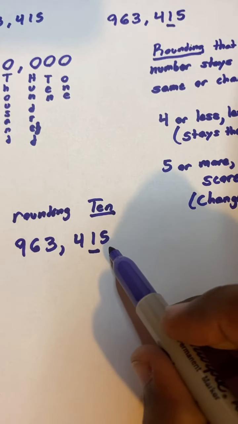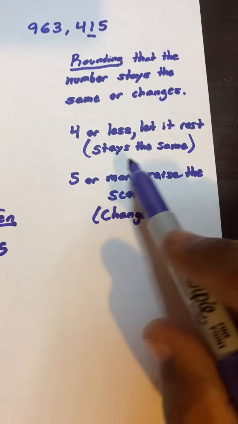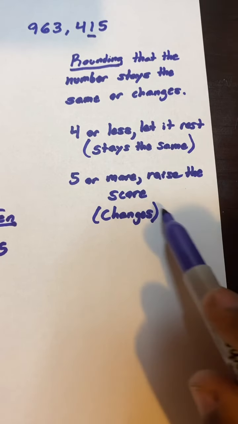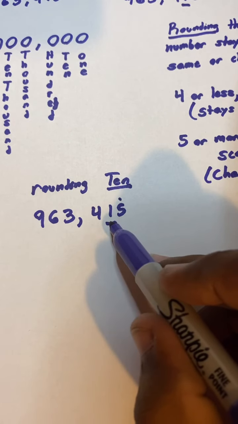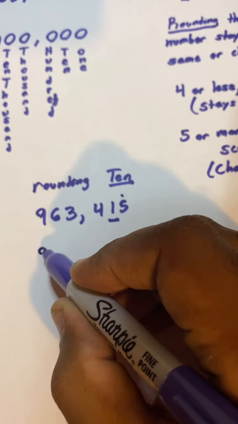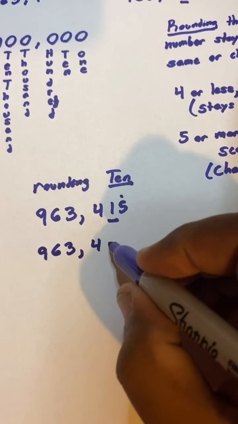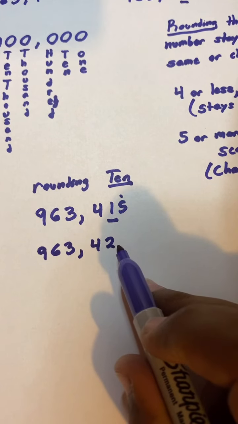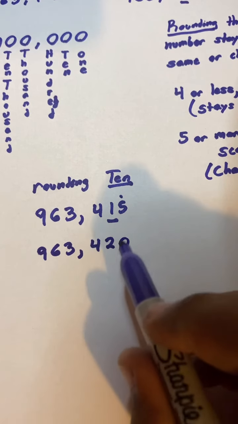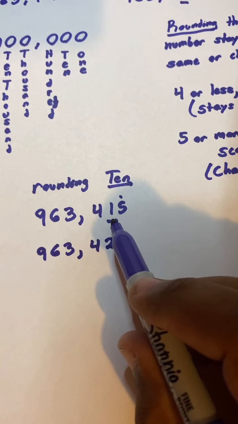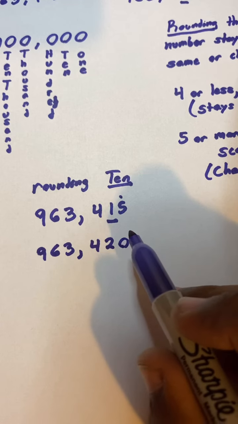Now the number next to it will tell us if it's going to rest or raise, or if you prefer, it's just going to tell us it's going to stay the same or change. So we know that this is a 5, so we're going to raise the 1 up. All that means is, instead of it being a 1, the score goes up 1, so it becomes a 2. Any number after the number that I need to round will become a 0. It doesn't matter if the number stays the same or if it changes. Any number after the number that is rounded will become a 0. So that 5 became a 0.